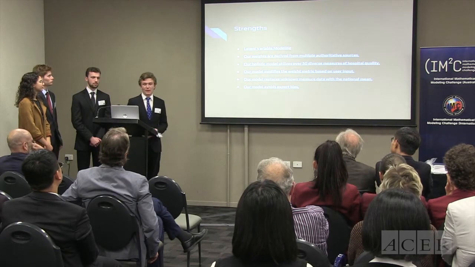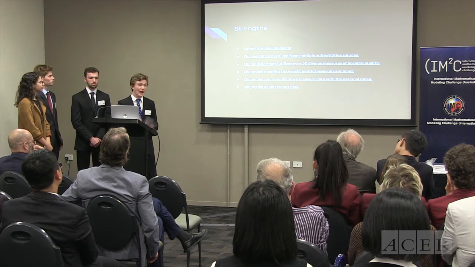So we consider the strengths of our model to be the latent variable modeling that we use to assess hospital quality, the weights being derived from authoritative sources and from the lots of holistic measures that we see in the data that we're using, that we modify the weight metric based on user input, and that we replace unknown measure data with national means when comparing hospitals, and also that our model avoids expert bias, which is a criticism of some other models that focus too much on either top surgeons or the rankings of those top surgeons, which introduces expert bias. And our weaknesses being that our model is probabilistic, meaning that the scores we output are not objective, they're just likely to be correct.